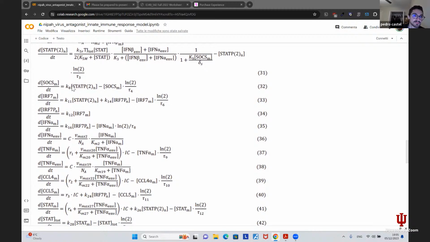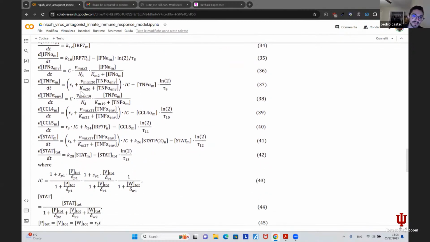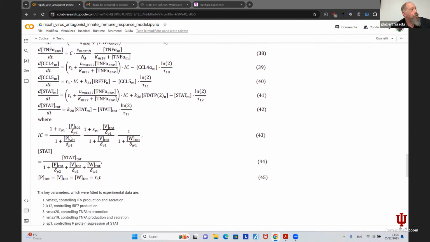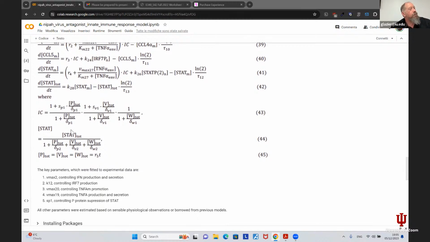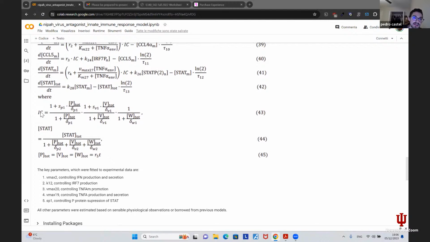Other species are promoted by something and decay, promoted by something, another thing, and decay. I don't think it's worth going through all of them, especially today, since we need to get to Elmer, so I wouldn't worry too much. The last interesting thing here to talk about is this IC, which is the inhibitory coefficient, which depends on the proteins P, V, and W.